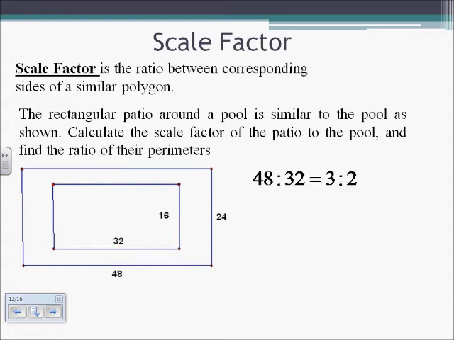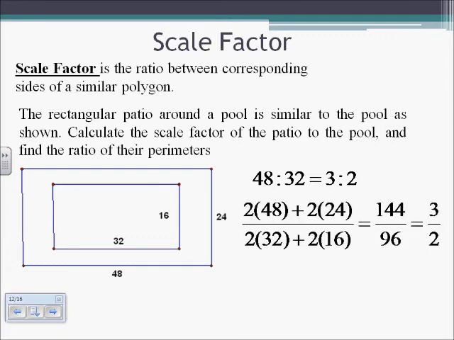So we have a 48 to 32 ratio between the large outside rectangle and the inside rectangle, which is a 3 to 2 ratio. We found the perimeters by taking 2 times the lengths that are given to us, 2 times 48 plus 2 times 24, and then 2 times 32 plus 2 times 16, which gives us our perimeters of 144 and 96, and then it's also in a 3 to 2 ratio.